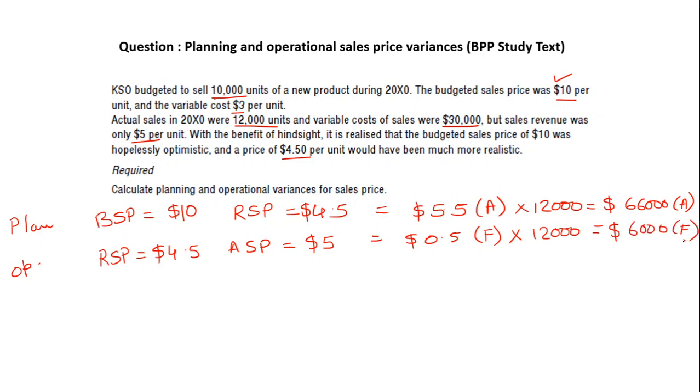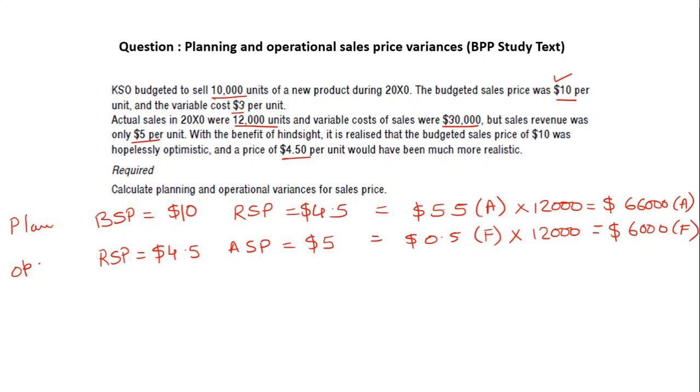And hence we say, as per your planning variance, your selling price variance was $66,000 adverse, but as per operational variance, your selling price variance is actually $6,000 favorable. So what does this actually mean?